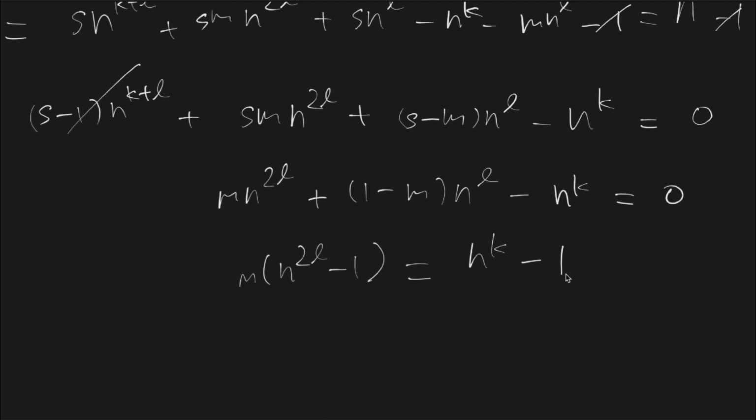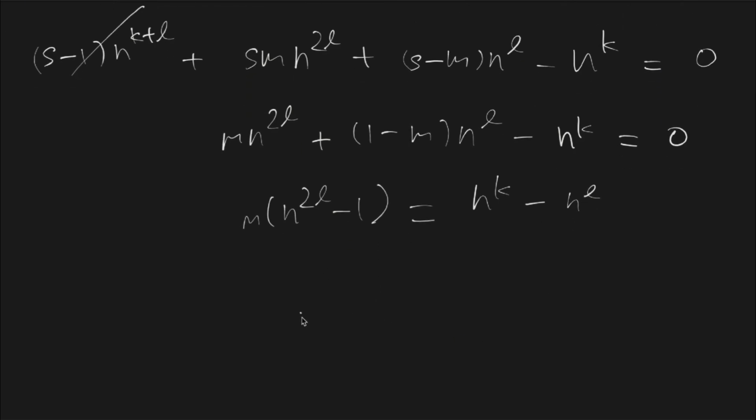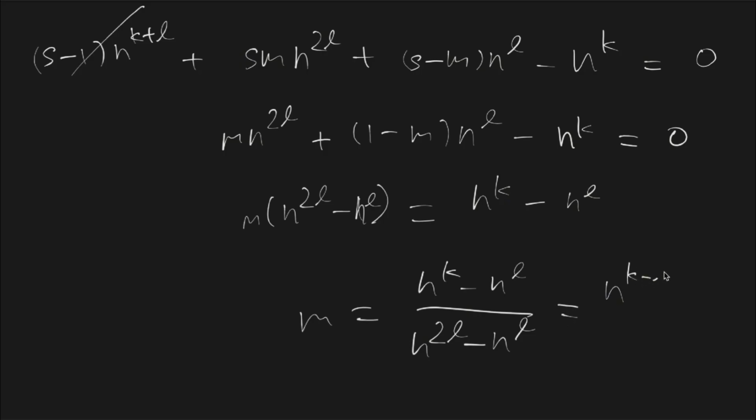If we divide this thing over, we should get m is equal to n to the k minus n to the l over n to the 2l minus 1. And, wait, by the way, this thing should be n to the k minus n to the l. And if we notice, there's an n to the l on everything, so we can just cancel that out. And we get n to the k minus l minus 1 over n to the l minus 1.